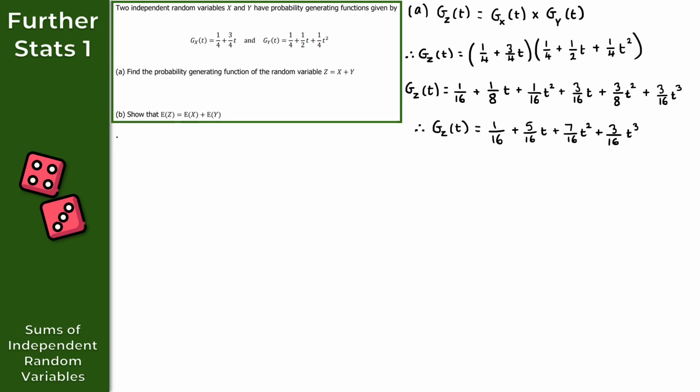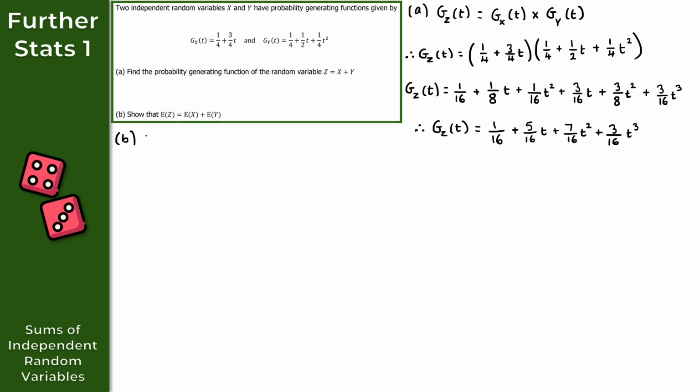Now for part B, as a follow-on, it says: show that the expectation of Z is equal to the expectation of X plus the expectation of Y. So clearly I need three things: the expectation of X, the expectation of Y, and the expectation of Z. To do that, we need to find G'_X, G'_Y, and G'_Z, all in terms of t. Okay, so let's start by doing that.